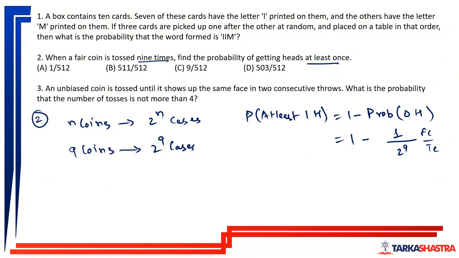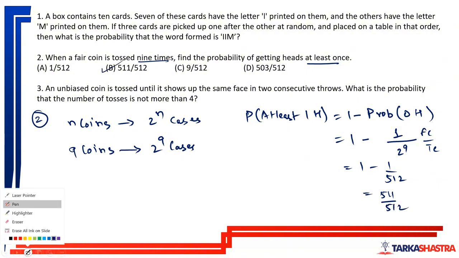This is one case where in all the 9 tosses we have got tails, right? This will be only one case when all of them are tails. So it will be 1 minus 1 by 512. That is 512 minus 1, that is 511 upon 512. 511 upon 512. Okay? Any problem? Is it correct?